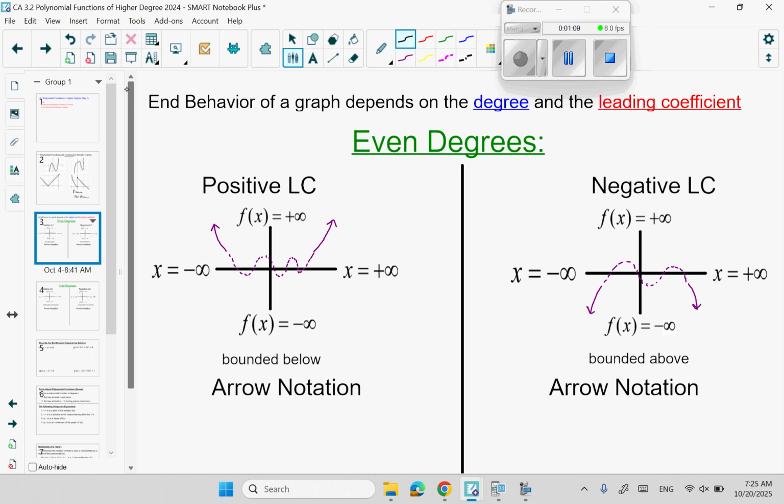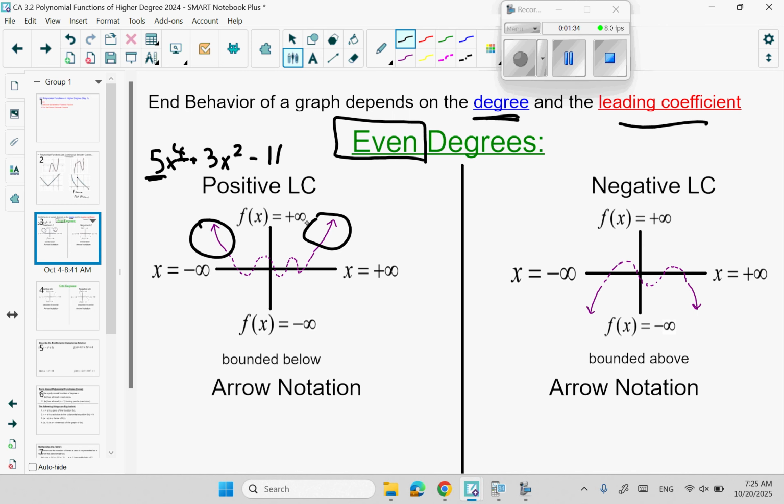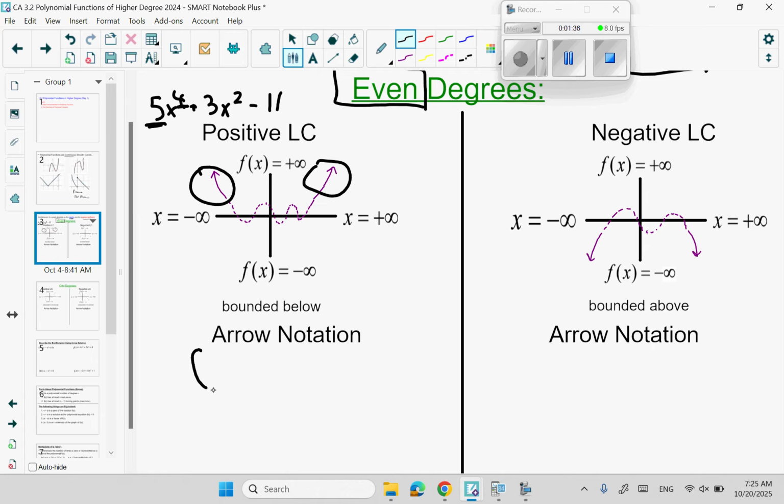We usually do what's called the leading term test, which means we look at the degree and the leading coefficient. So first, if it has an even degree, remember that degree means highest exponent. So something like 5x to the 4th plus 3x to the 2nd minus 11. Well, this one has a positive leading coefficient and an even degree, so I know the end arrows have to be vertical. So arrow notation we get is up and up.